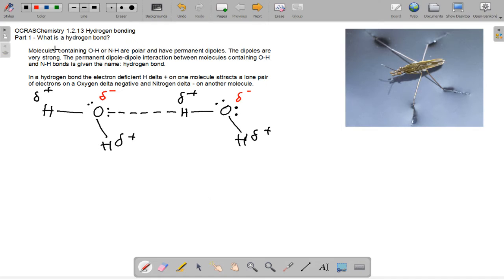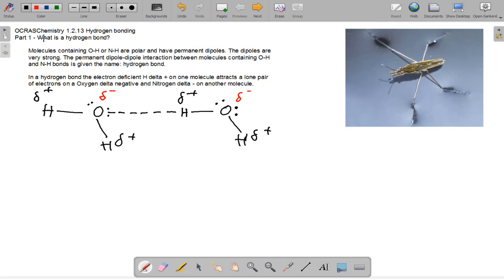So, what is a hydrogen bond? Molecules containing OH or NH are polar and they have permanent dipoles. The dipoles are very strong. The permanent dipole-dipole interaction between molecules containing OH and NH bonds is given the name hydrogen bond.